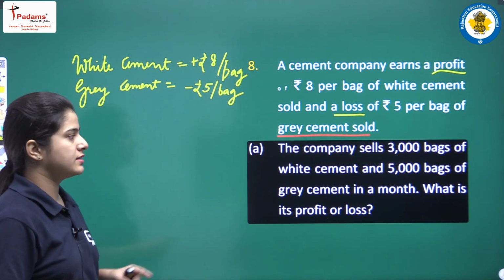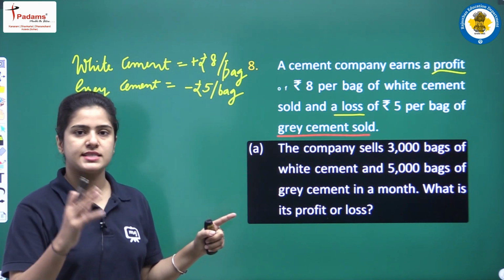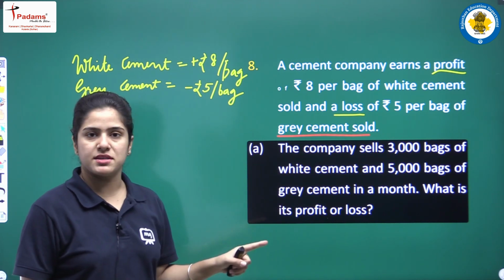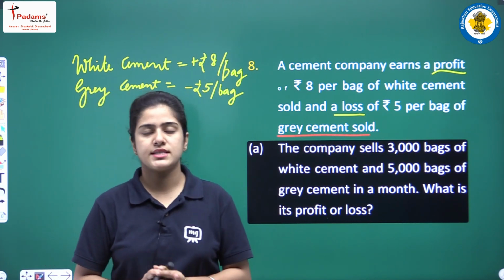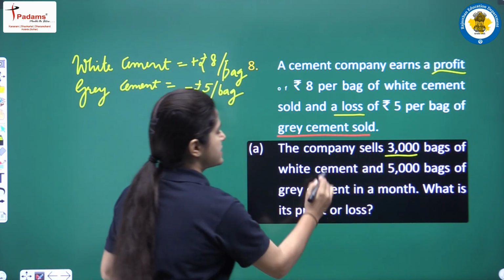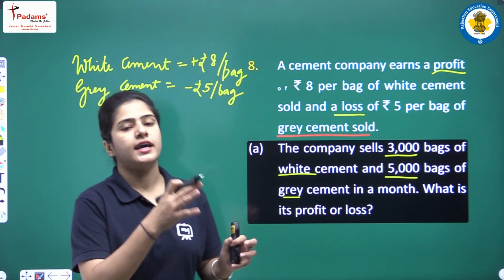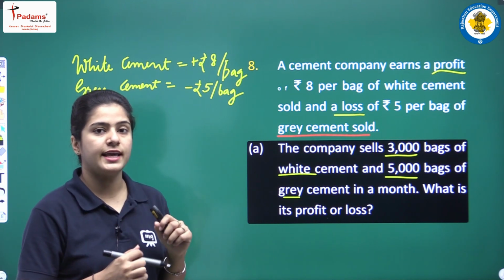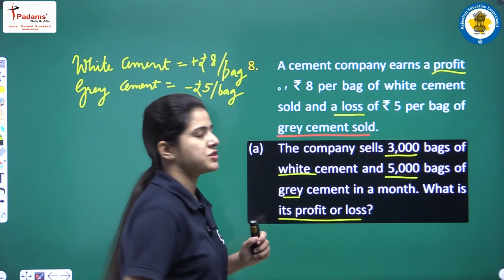Okay, what it is saying, the company sells 3000 bags of white cement and 5000 bags of grey cement in a month. What is its profit or loss? Basically, the company is selling 3000 white bags and 5000 grey cement bags, and we know that for white cement it is getting 8 rupees profit, and for grey cement they will have a loss of ₹5. So we have to calculate the total profit or loss.